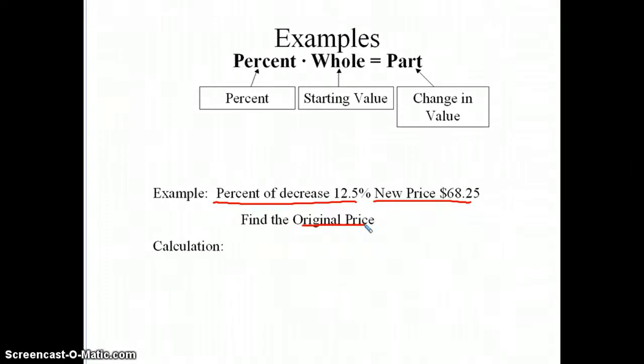My calculation will be this. I have my percent, which is 12.5 over 100, which is equal to my original price, which I do not know, which I will call x, and my new price of $68.25. I have to find the change in value. My original is more.